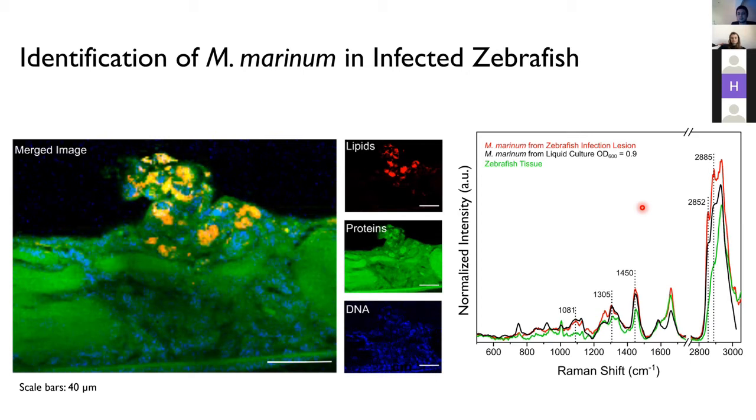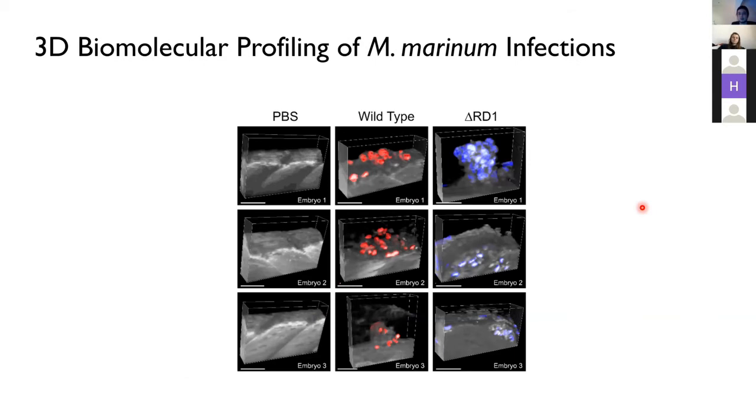So we next used this to compare two types of infection, where we compare the wild type marinum to a mutant marinum, which contains a deletion in a locus which codes for several important antigens that are involved in the early bacterial lesion formation. And we use the lipid peaks that I mentioned in the previous slide to extract the pixels containing bacteria.